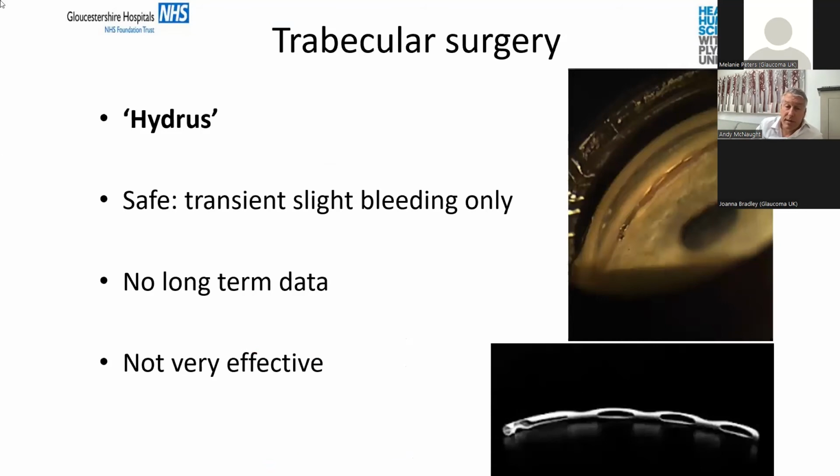Hydrus, very similar to the eye stent. It's bigger. There's not very much long-term data. It's not a lot more effective than the eye stent. Next one, thanks.